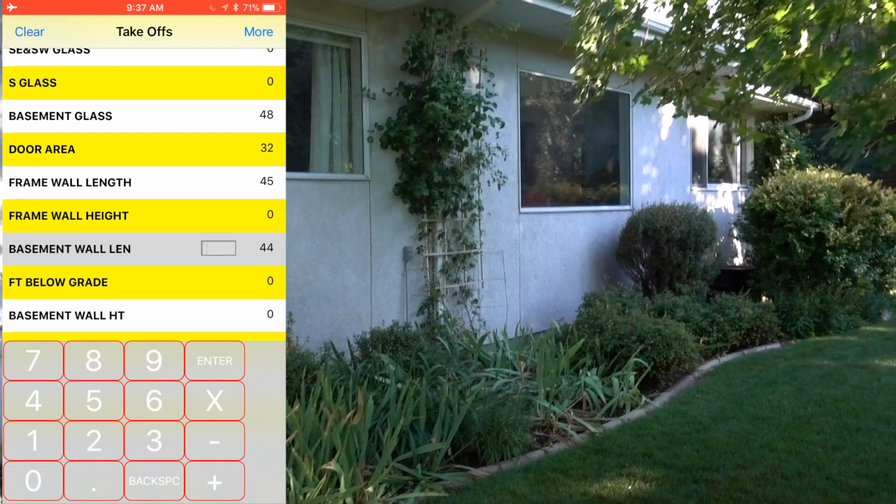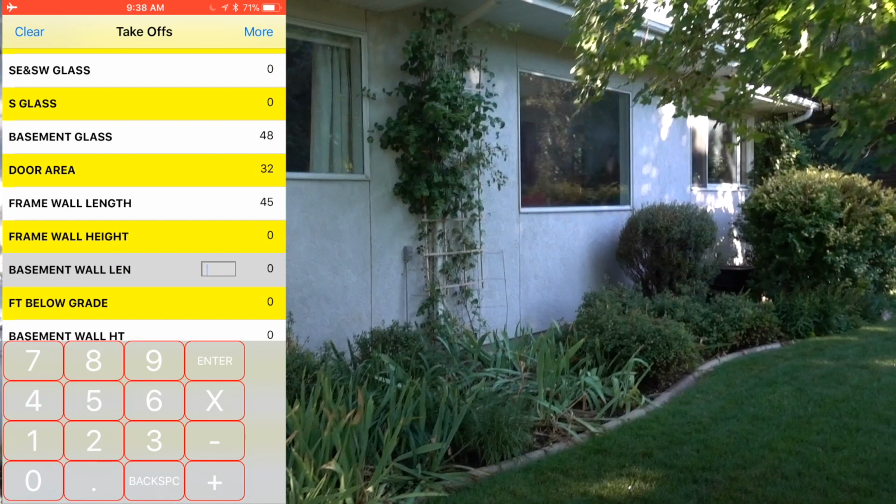Now the garage side, I could just duplicate the 44, but I'd be 10 feet too far for the other side, because my 44 feet includes a jog out in the house that doesn't exist on the other side. So the other side is going to be 34 plus for the frame wall length. Whoops, I'm on the wrong side. Zero, enter. Let's go back up to frame wall length. Okay, 44 plus, and we're going to do 34 plus for the other side of the house.